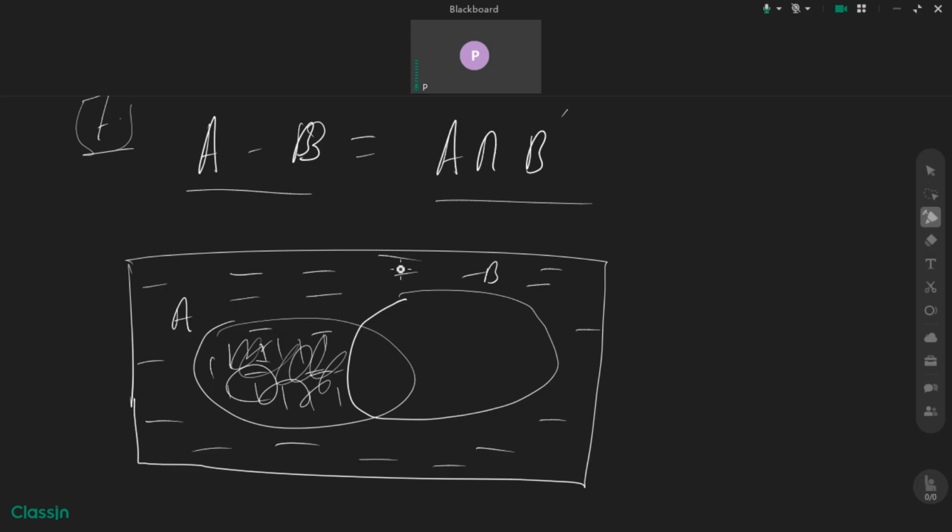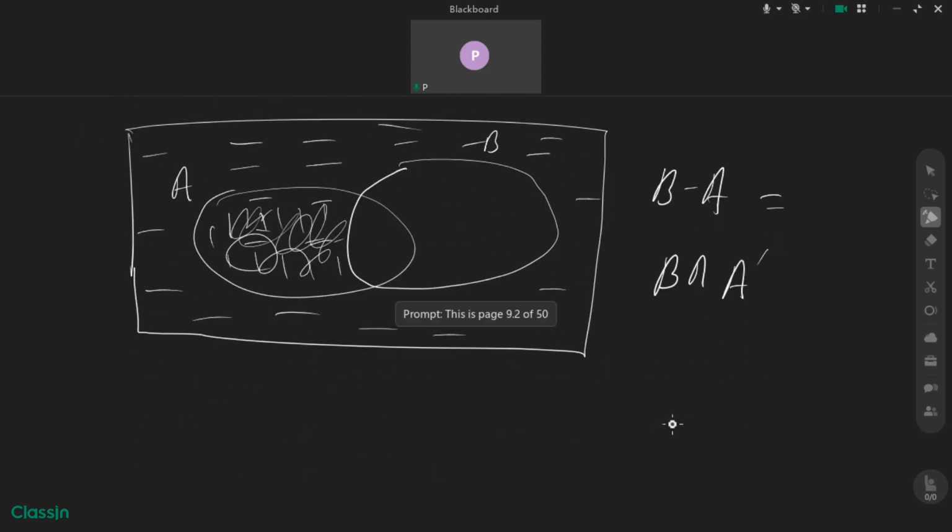Similarly, if I have B minus A, I can see it is equal to B intersection A complement. Similarly, now let's move to next property.